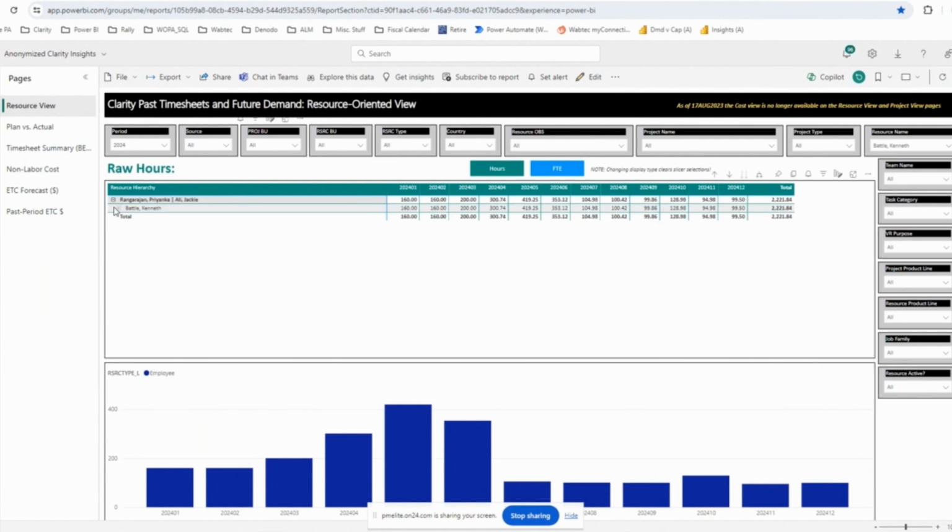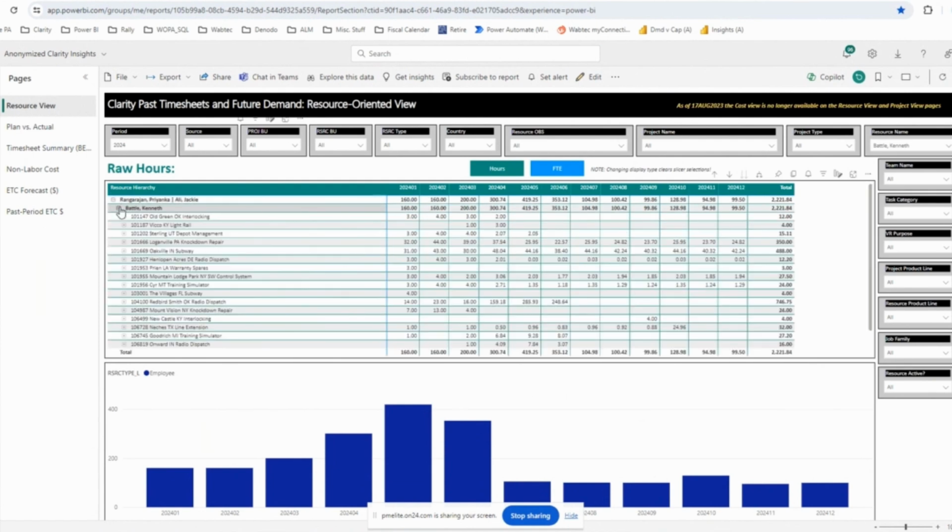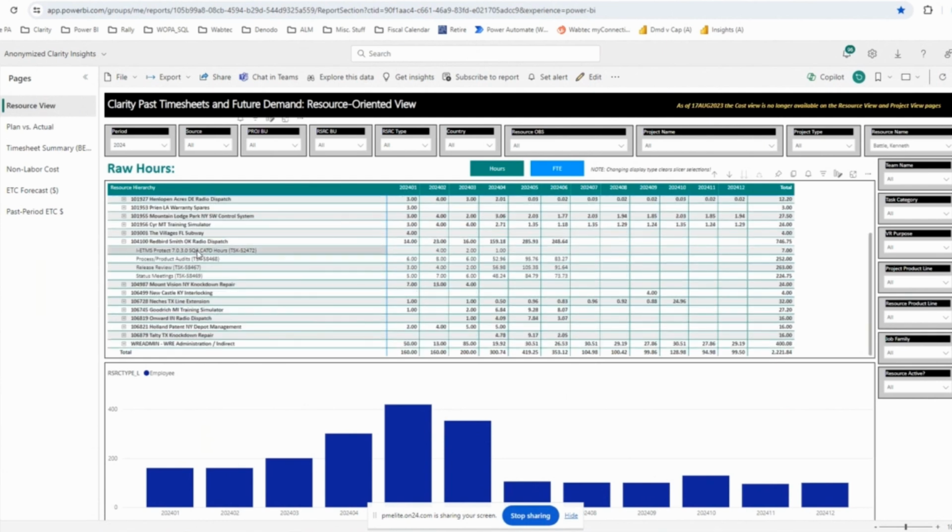So let's expand this and see what he is assigned to. So, wow, he is assigned to a lot of projects. If you look down the April column, there's one that clearly stands out as the worst bad guy of them all, and that is this Redbird Smith, Oklahoma radio dispatch project. So let's dig into there. Okay, so he is assigned to 4 different tasks, and it not only tells you the task name, it tells you the task ID from Clarity. So if you need to go into this project and find it, you know exactly what to look for because you've got the project and you've got the task ID.